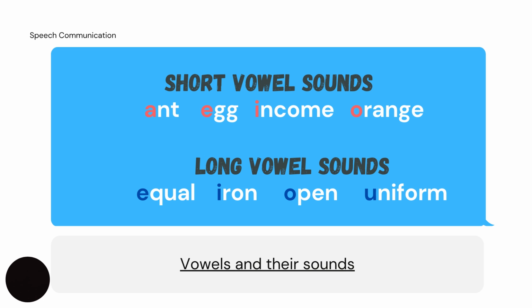As an example, I have written here the words ant, egg, income, and orange. So that's how fast or swiftly I have pronounced these words, because in short vowel sounds, you're going to pronounce them shorter than usual. Whereas in long vowel sounds, in examples equal, iron, open, and uniform, if you have noticed, the vowel sounds are pronounced longer. So that's how you identify the short vowel sounds and long vowel sounds in a word.